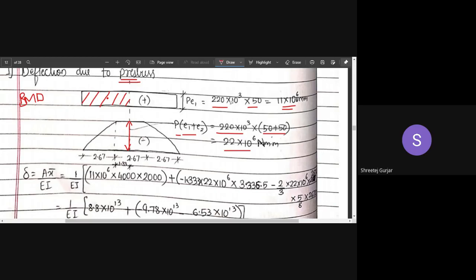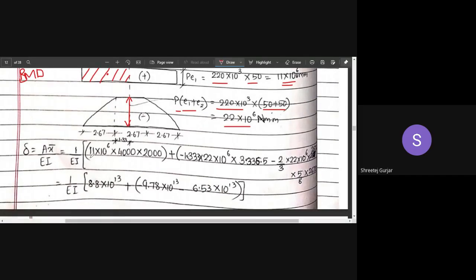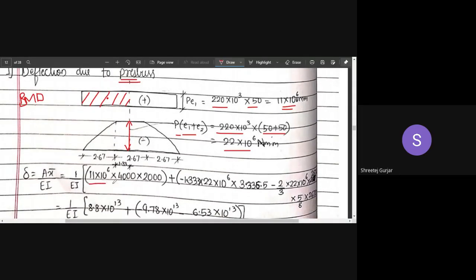For this part, it is very easy. P into E1, right? P into E1 into this distance, that is 4,000 divided by 2 into 2,000. Okay, so this is for area. This part is over. Now coming to the bottom area. This we have divided into two parts. This is a parabolic shape A1, and then this is a rectangular shape A2.